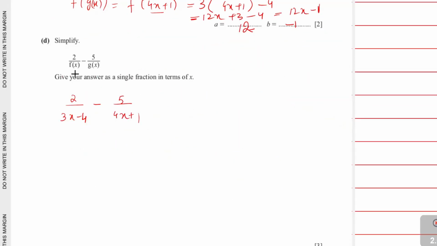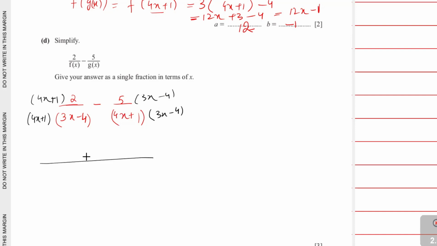Part D: simplify f of x over minus 5 over g of x. Here f of x is 3x minus 4, g of x is 4x plus 1. Now we will simplify this expression. Firstly, we will make the denominators the same. We multiply the first fraction by 4x plus 1, both numerator and denominator, and the next fraction by 3x minus 4, numerator and denominator both, and we see the denominators become the same, therefore we will subtract the numerators.